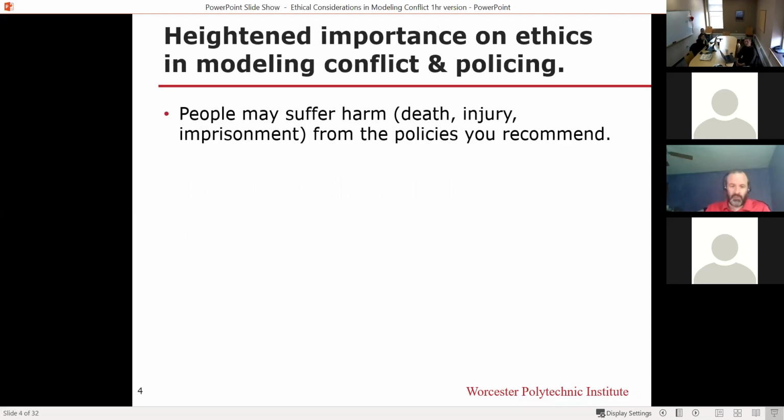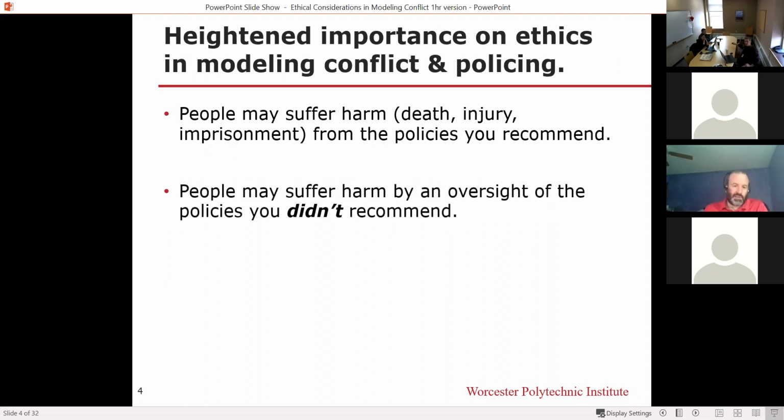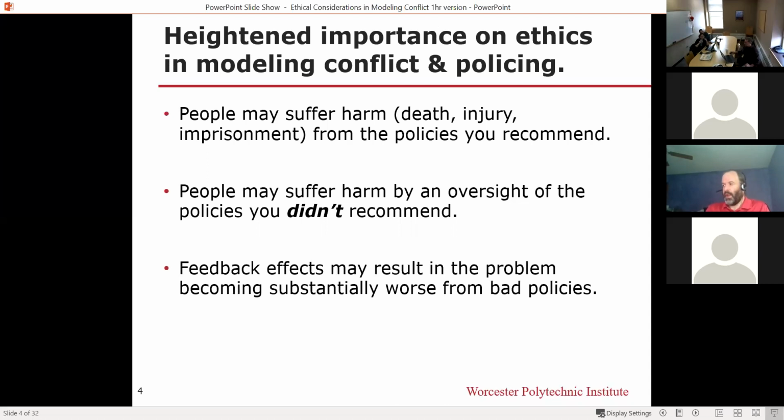When you're modeling conflict in policing, these ethics become even more important because people can suffer harm from the policies you recommend. There could be deaths or injuries or imprisonment, but people may suffer harm from the policies you don't recommend. If you advocate against a policy being adopted, and that was a type 2 error that allowed someone to commit a bad act, the feedback effects of that can be very severe. And the feedback effects may result in that case of making the problem substantially worse.